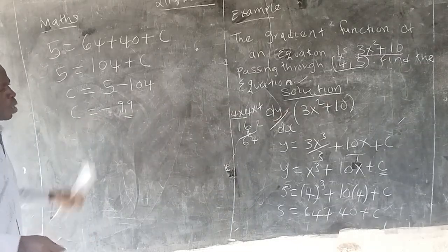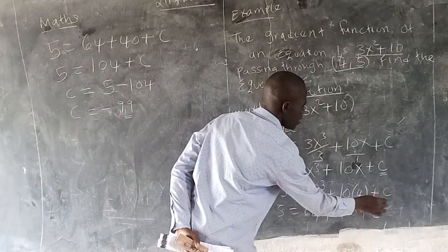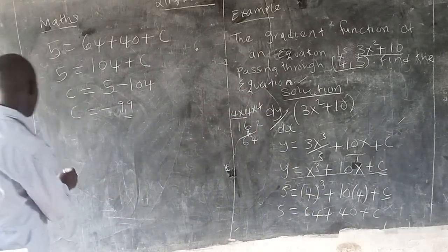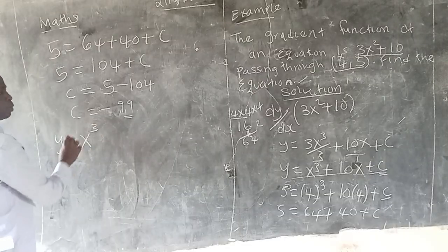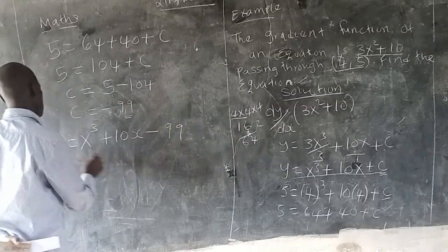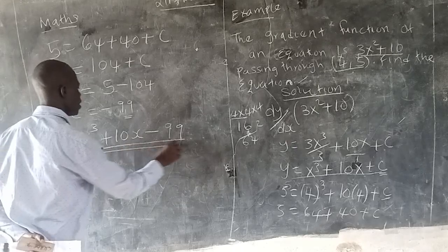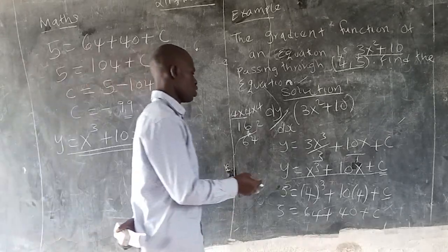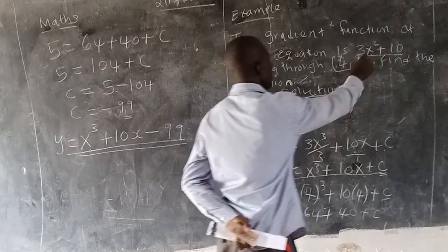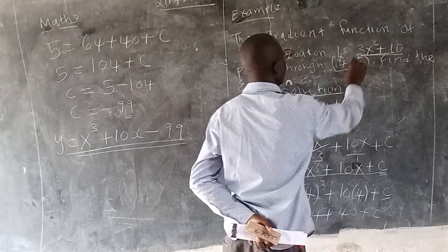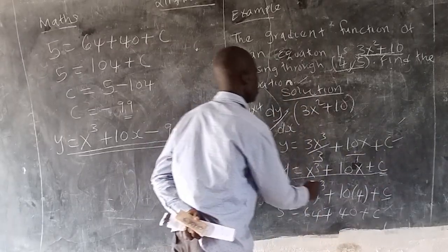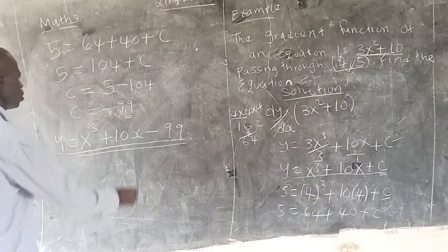So given the value of c, we go back to our equation and replace the value of c. This is our equation. So when we replace the value of c, it becomes y equal to x cubed plus 10x minus 99. So this is how we find the equation given the gradient function. So dear students, let us be able to identify how to do these questions. Given the gradient or the derivative function and the point where it passes through, you can find the constant and replace it in your equation so that you get the value of c.